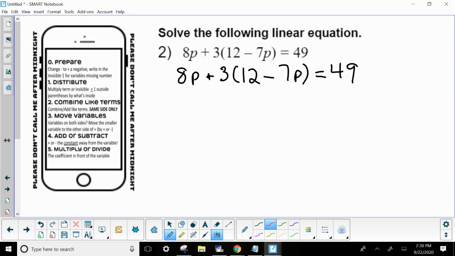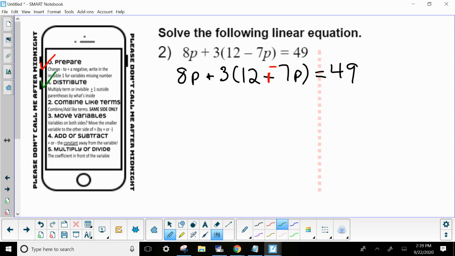To prepare, I'm going to do a couple of things. First, draw a line right down my equal sign so everything lines up. Second, change any minuses to a plus negative. I'm looking through, and we have one right here that will become a plus negative. Then I look for any variables with missing numbers, which we do not have in this problem. So we have done our job preparing, and now we can move on to distributing.